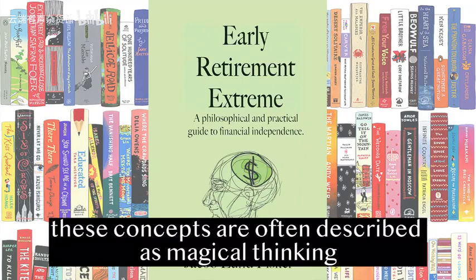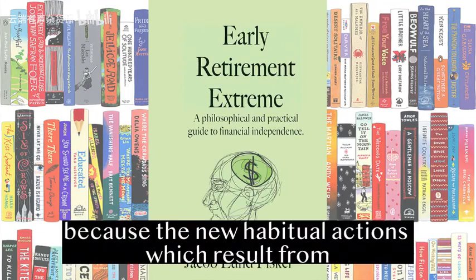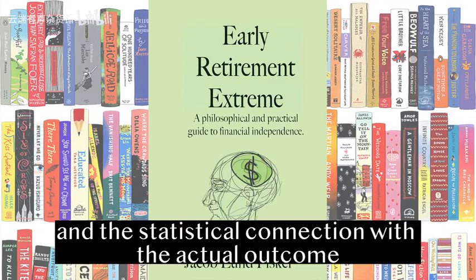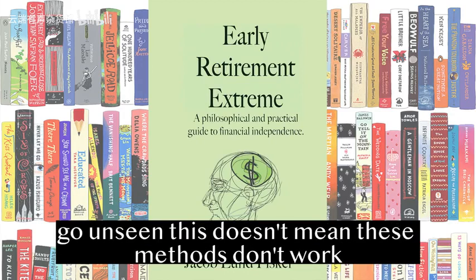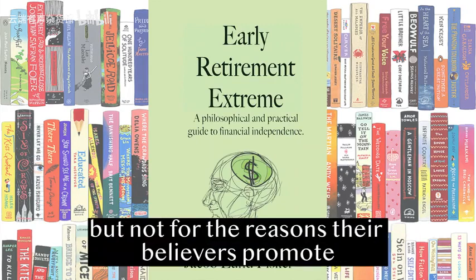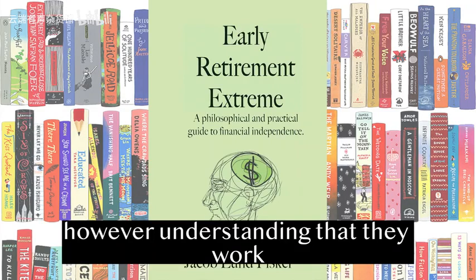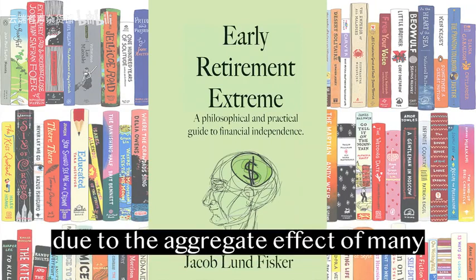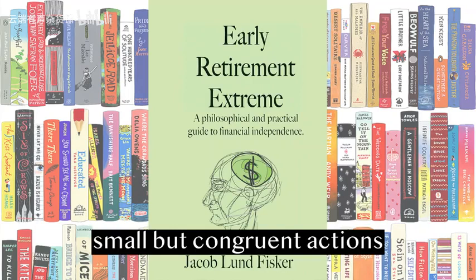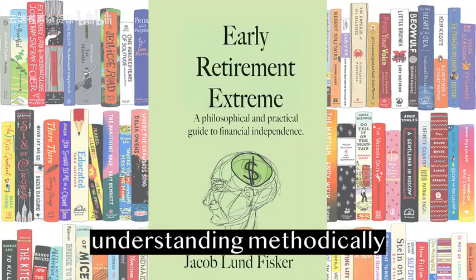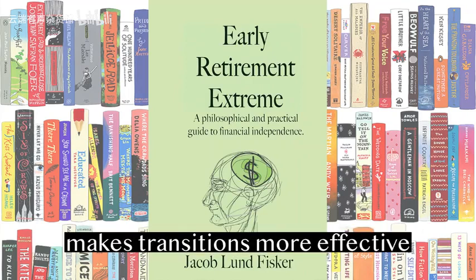These concepts are often described as magical thinking, because the new habitual actions which result from mentally focusing on a goal and the statistical connection with the actual outcome go unseen. This doesn't mean these methods don't work, they do, but not for the reasons their believers promote. However, understanding that they work due to the aggregate effect of many small but congruent actions, and using this understanding methodically, makes transitions more effective.